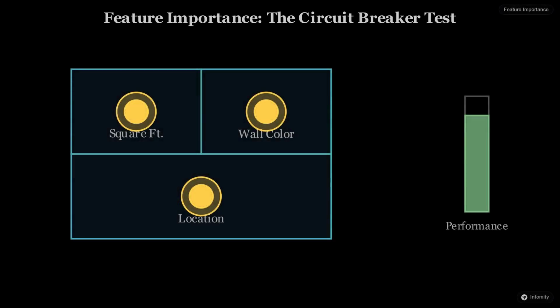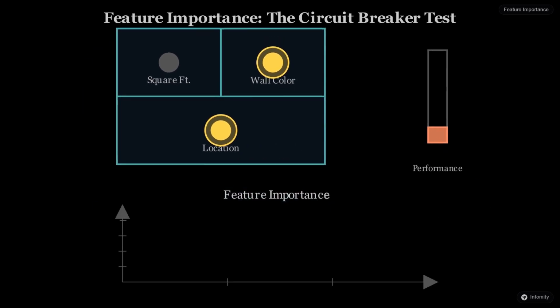Let's test our first circuit, square footage. When we flip this switch off, notice how almost the entire building goes dark. Because removing this information caused a massive blackout in our model's predictive power, we can conclude that square footage is a high importance feature. We record this impact as a tall bar on our importance chart.